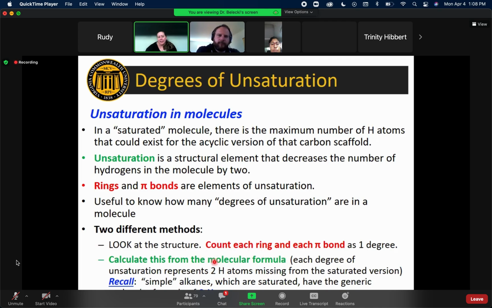And if you know the molecular formula, we can do a calculation to figure out how many degrees of unsaturation there are in that formula, because again, each degree of unsaturation involves decreasing the number of hydrogens in the molecule by 2. And we know that simple alkanes have this generic formula of CnH2n+2. So with those two pieces of information, we can calculate the degrees of unsaturation. So I'm going to show you each of these in depth over the next couple of slides, one slide for this one and several slides for this one.